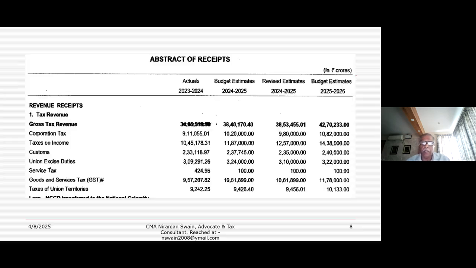And very important is 2024-25. If we compare 34.65 lakh crores in 2023-24, it was proposed at 38.40, but it was also revised to 38.53. And the government is also expecting more revenue than 38.53 for the last year.